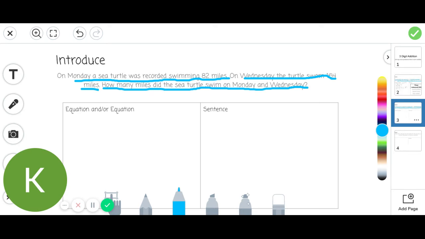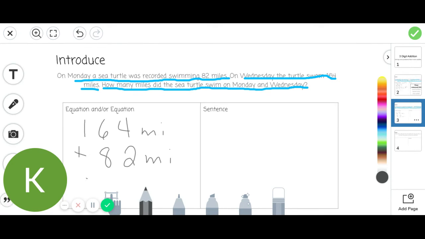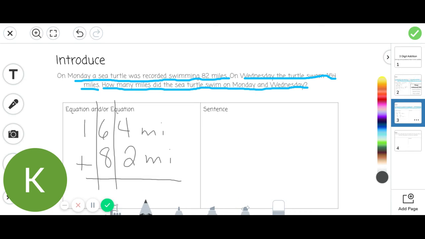Now, I can write this equation any way I want to because it is addition. I personally prefer to have my larger number on top. So I'm going to start with Wednesday's total of 164. I'm going to add that to Monday's total of 82, and we were talking miles, so I'm going to put MI off to the side to represent miles. Alrighty, now we're ready. Let's break this up. Boom.